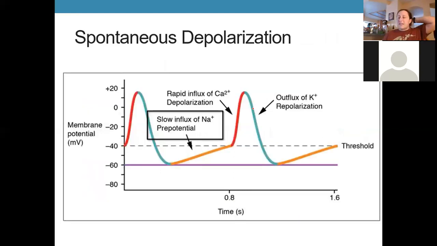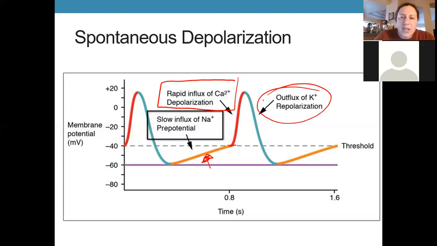But it happens a little bit differently than it would in a skeletal muscle cell or a neuron. Because we're slowly leaking sodium and depolarizing to threshold, when we hit threshold, we actually activate voltage-gated calcium channels rather than voltage-gated sodium channels. So calcium comes in. And then, just like any other electrically active cell, we open some slow potassium channels, we repolarize, and then we slowly leak our way back to threshold.